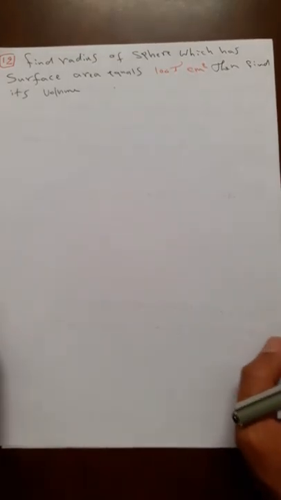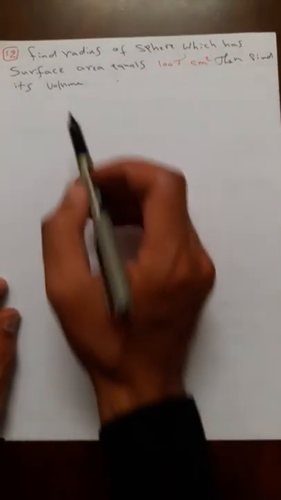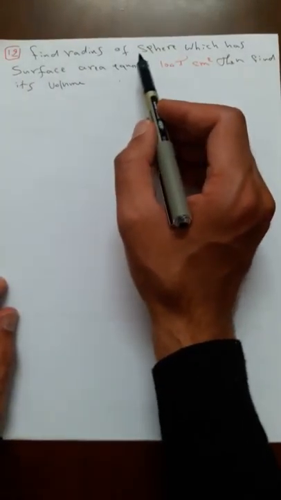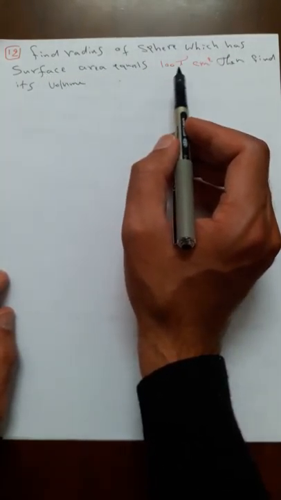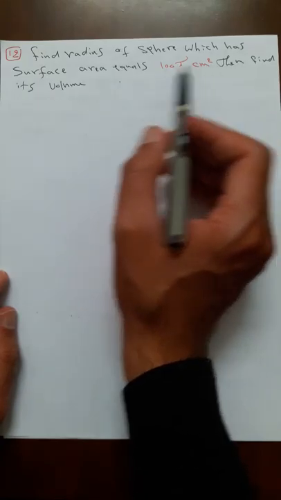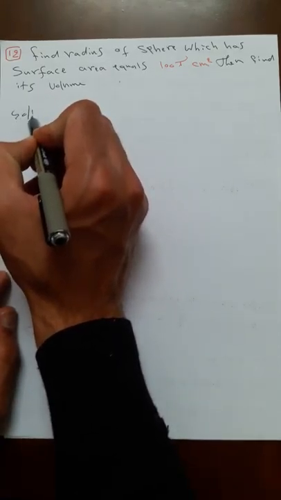We return to question 12, which we forgot. Question 12. Find the radius of a sphere which has surface area equal to 100 pi centimeter square, then find its volume.